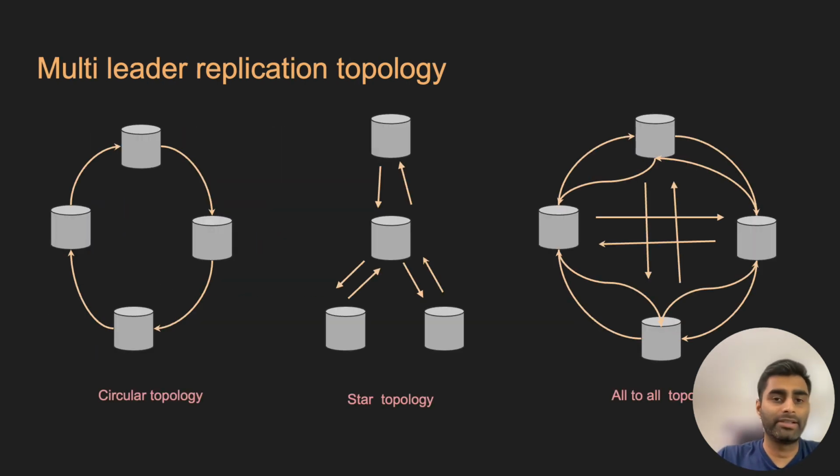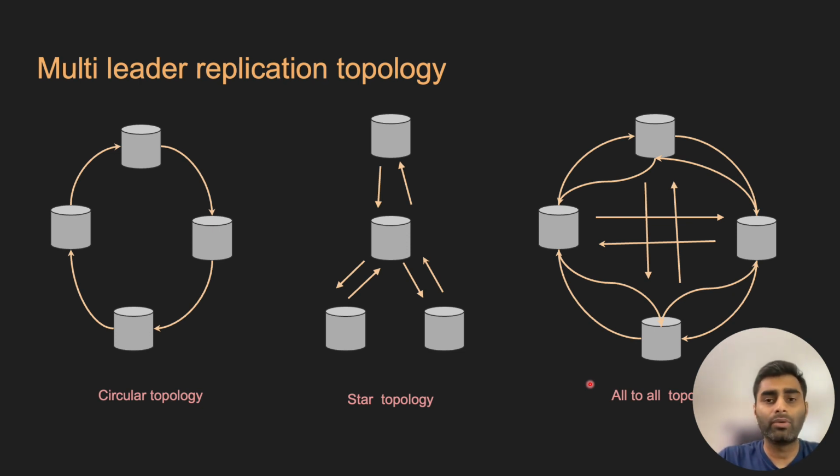Now let's talk about replication topologies. A replication topology describes the communication paths along which the writes are propagated from one node to another. In case you have just two leaders, there is only one plausible topology, which is that leader 1 will send all its values to leader 2 and vice versa. If you have more than two leaders, various different topologies are possible. The most general is the all-to-all topology, the third one here, in which every leader sends its writes to every other leader.